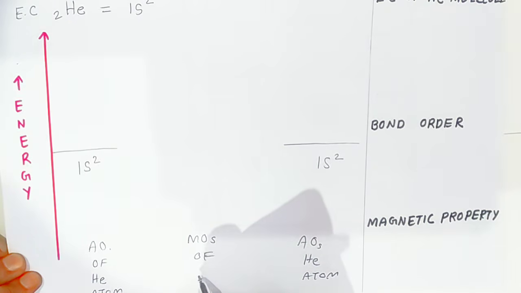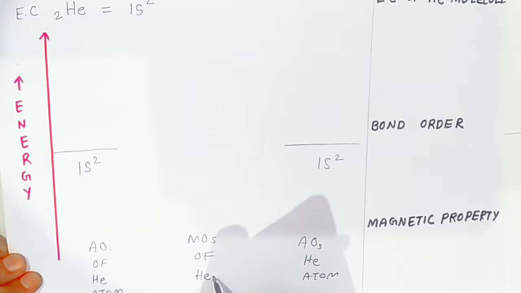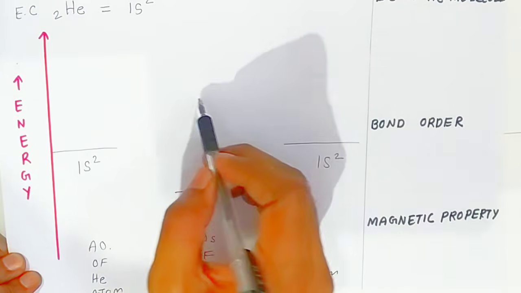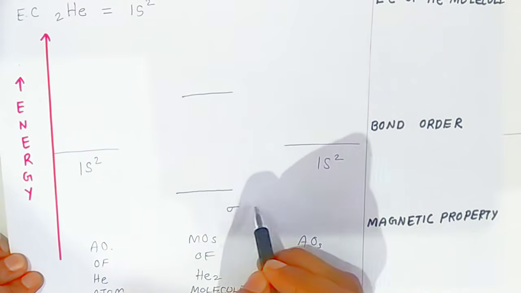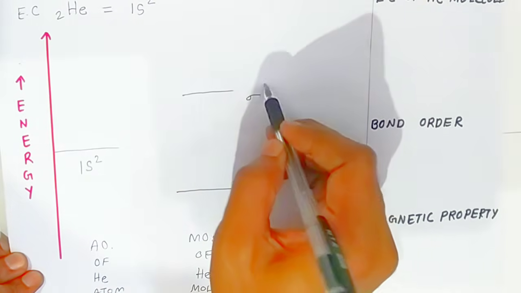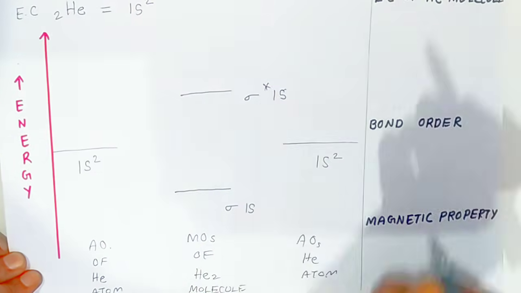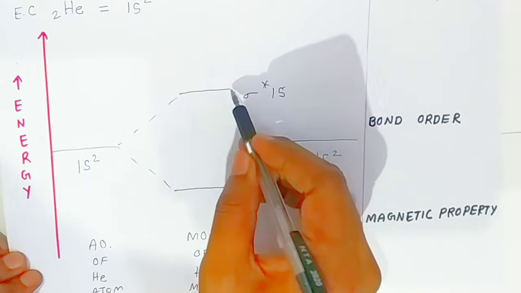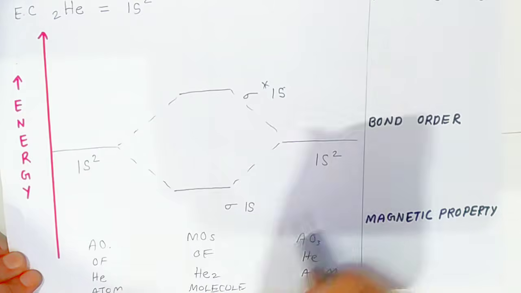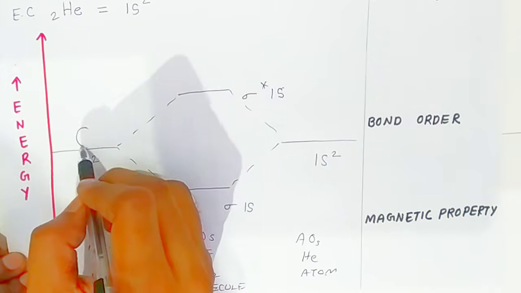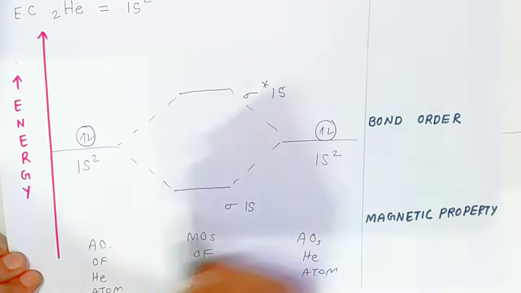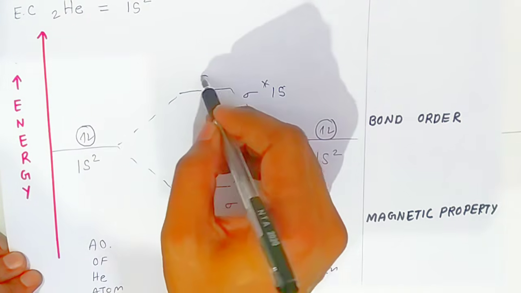of the helium molecule. Now one will be the bonding and the other will be what? Anti-bonding. So this is sigma 1s, and this is what? Sigma star 1s molecular orbitals, because they are coming from the 1s, we can put this dotted line, they are originating from this. Now in the 1s2 atomic orbitals, 2 electrons are there, here also 2 electrons, and they will form the molecular orbitals.